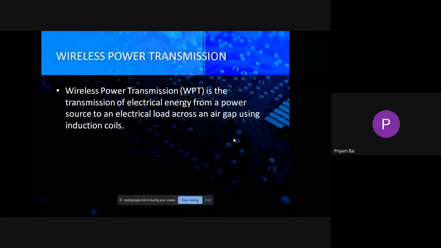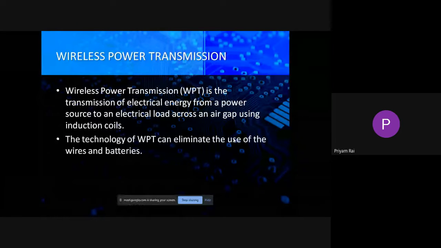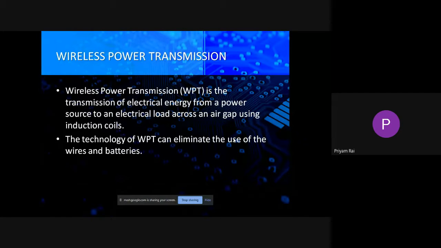Wireless power transmission is the transmission of electrical energy from a power source to an electrical load across an air gap using induction coils. These coils produce a time-varying electromagnetic field which sends energy from a transmitter to a coil or a portable device, that is the receiver. Then the receiver takes power from the electromagnetic field and converts it into electrical power and supplies it to an electrical load.